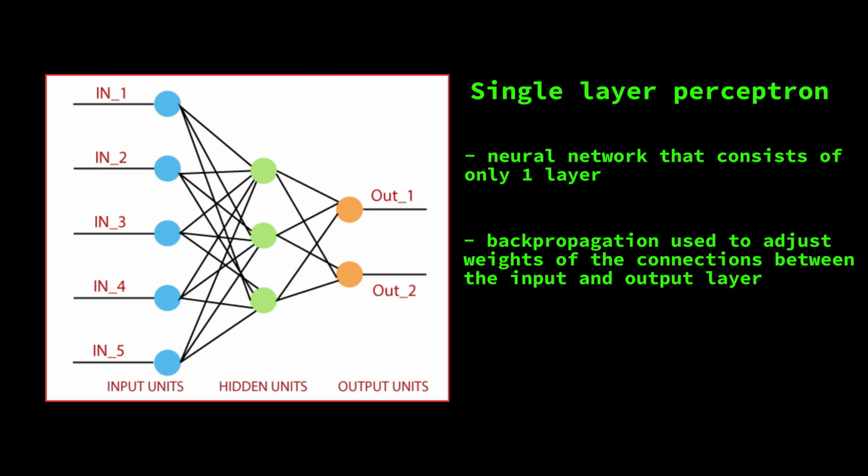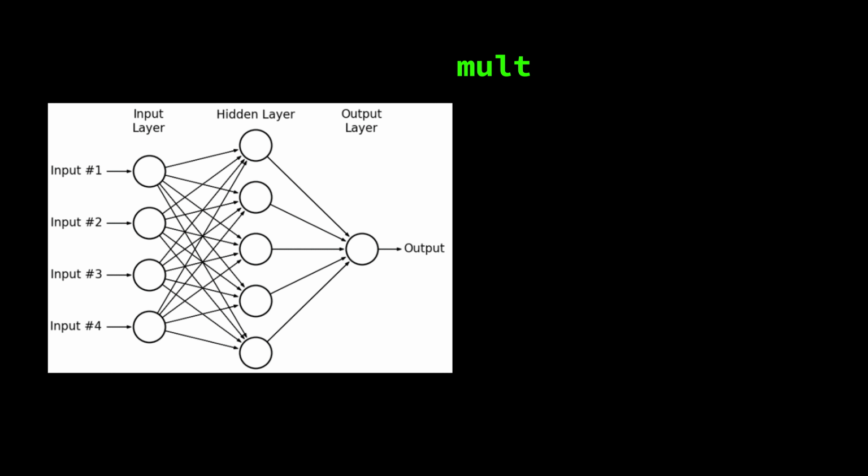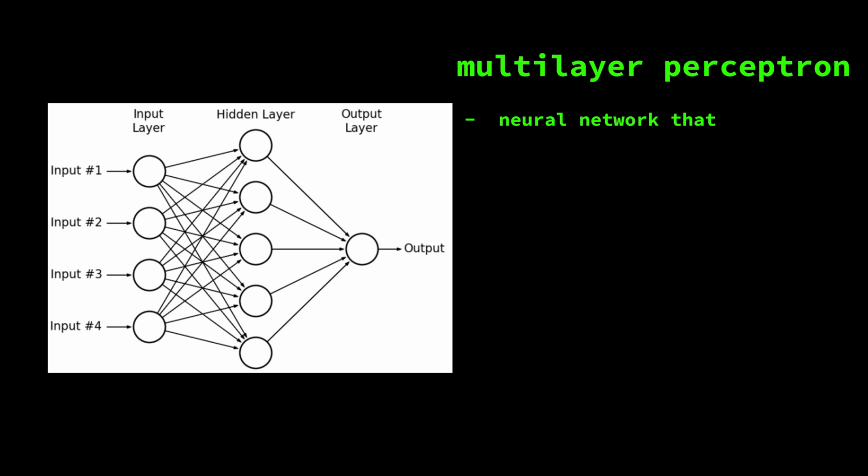The algorithm updates the weights in the direction that minimizes the error, using the gradient of the error with respect to each weight. Once the weights are adjusted, the perceptron can be used to predict the class of new, unseen data. Another example is a multi-layer perceptron, which is a neural network that consists of multiple layers of nodes, including one or more hidden layers.